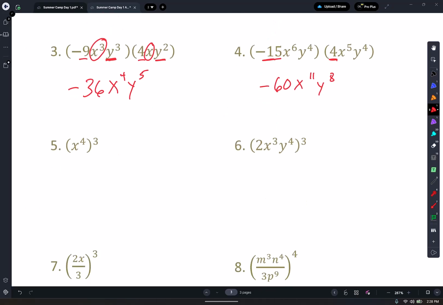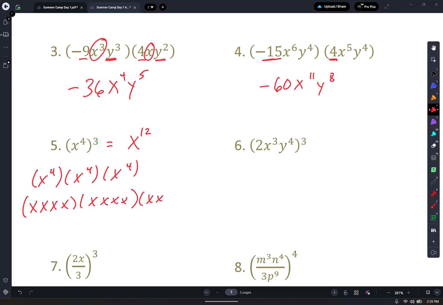All right, number 5. This time I have a power raised to a power. There's going to be x to the 12, because we have a power raised to a power. You can always do this. It's okay, guys. It is a safe space. X to the 4th times x to the 4th times x to the 4th. Remember what that means. X to the 4th means you got 4 of them. 1, 2, 3, 4. 1, 2, 3, 4. 1, 2, 3, 4. How many do you count? 12. So we're just iterating the logic, guys.